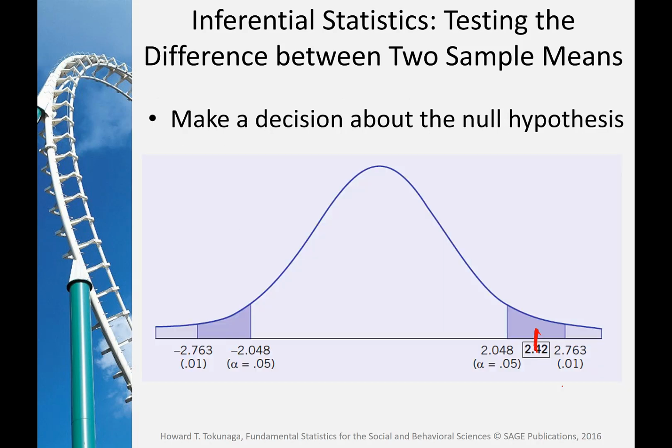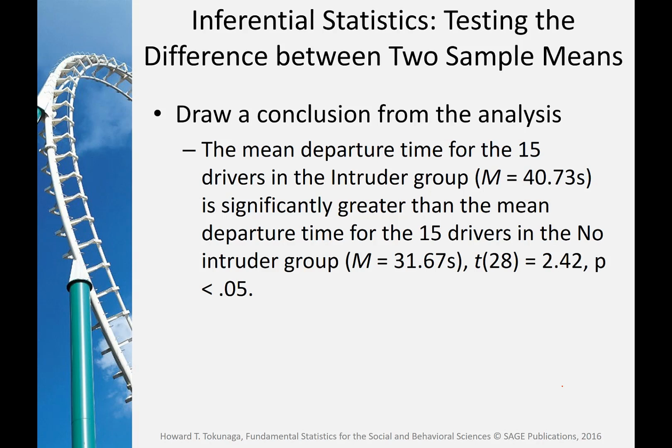All right, here we are in the region of rejection. That's all I care about: is it statistically significant or not? The book tells you you can look at varying degrees of significance, but again, light switch for us. It's either on or it's off. We either reject the null hypothesis or we fail to reject the null hypothesis this time with this sample. The mean departure time for the 15 drivers in the intruder group is statistically significantly greater than the mean departure time for the 15 drivers in the no intruder group.